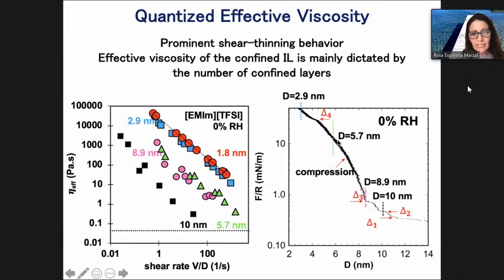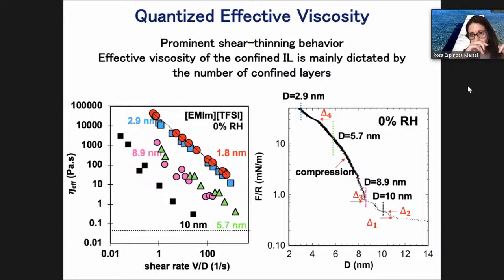Now we compress the ionic liquid to 5.7 nanometers. We don't squeeze any layer, and you see a small increase of the effective viscosity. Now we squeeze out a layer, the number 4 here, and have a film thickness of 2.9 nanometers. And again, we have a prominent jump of the effective viscosity, and then we compress it to 1.8 nanometers. We don't squeeze out any further layer, and the increase of the effective viscosity is minor. This tells us that the effective viscosity is quantized. It means that the effective viscosity is mainly dictated by the number of confined layers and not by the compression.